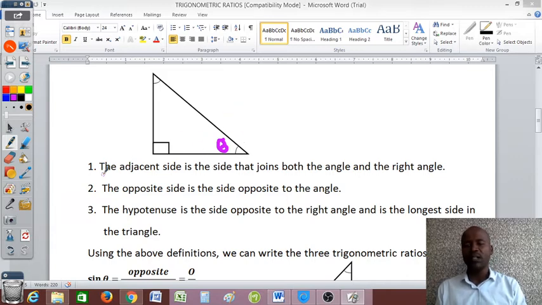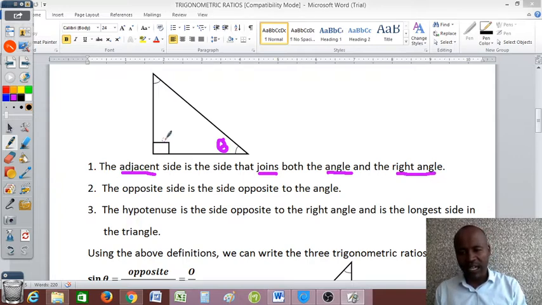Now let's start from the first side. The adjacent side, as you can see, it says adjacent. The adjacent side is the side that joins what? Both the angles. Which angle? Angle theta, the given angle theta here, and the right angle. Where is the right angle? The right angle is here.